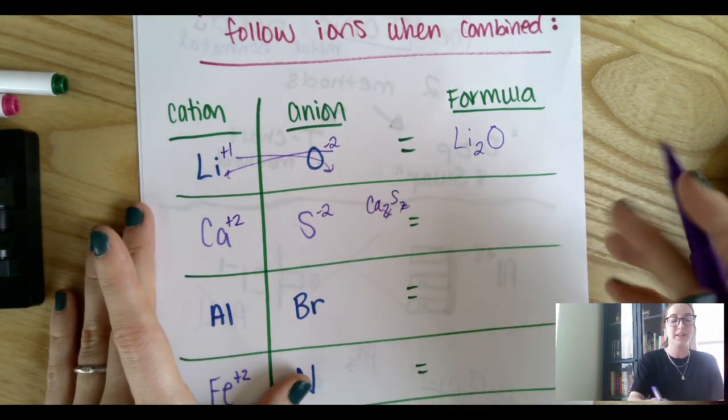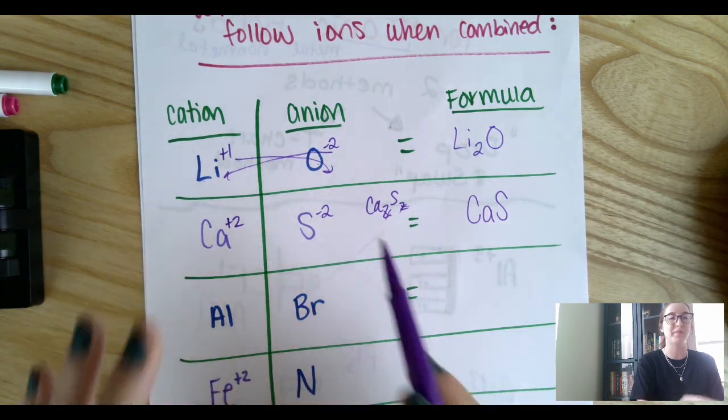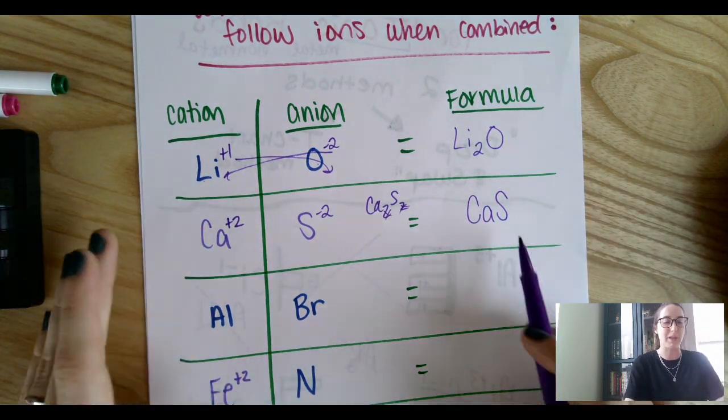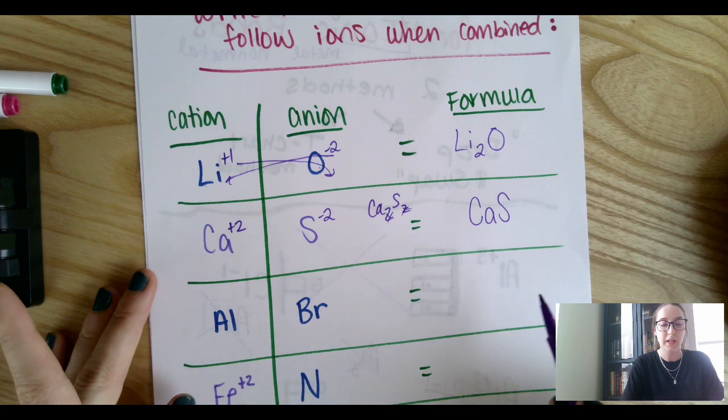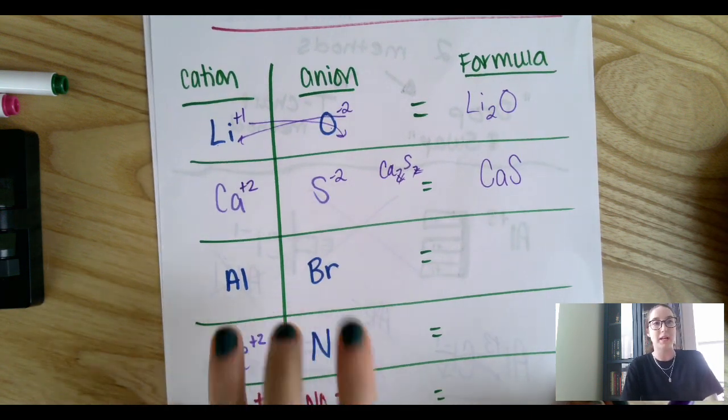So really, the formula that you're going to write is going to be CaS. So when they cancel perfectly like that, don't write the subscripts, okay? It would just be the element symbols on their own. So there you go. You have CaS, all right? Al and Br, okay?